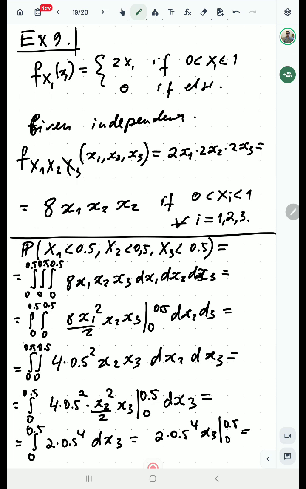Here I missed x3, I'm sorry. So it's going to give me x3 squared over 2 again. So what will I receive? I'll receive 0.5, because the 2's cancel each other out. I'll receive 0.5 to the power 6, or 1 over 2 to the power 6.